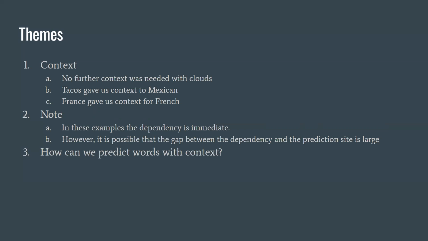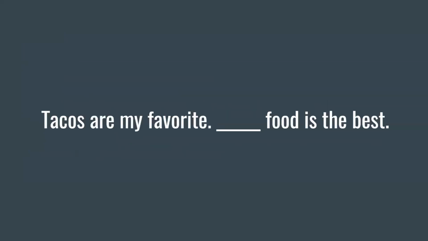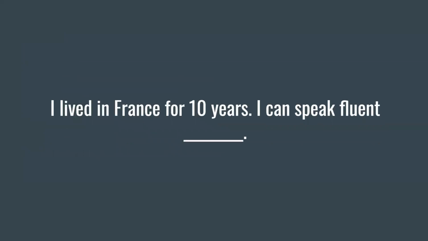Secondly, for our second and third examples, tacos gave us the context to Mexican, and France gave us context to French, right? In these examples, if you notice, these dependencies are immediate. It's sentence to sentence. I can say I lived in France for 10 years. I can speak fluent French. That's my next sentence. But what if I can speak fluent French already, and then I had completely unrelated sentences, and then I brought it right back to talking about this subject, right?